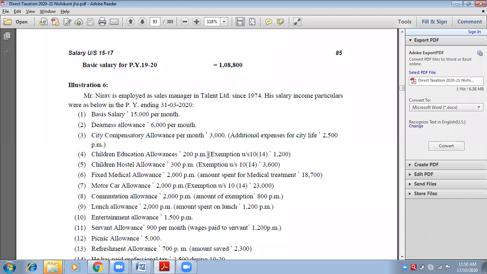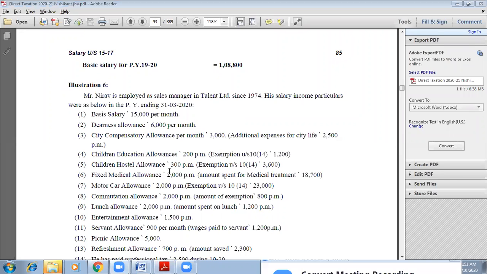And what allowances we have received? 200 per month. Suppose this bracket is not given. How will we write it? Write down in the particulars column children education allowances. Make a bracket 200 into 12 because it is per month and we want it per annum. 200 into 12, what is the amount? 2,400. Okay, 2,400 has to be written in the inner column.